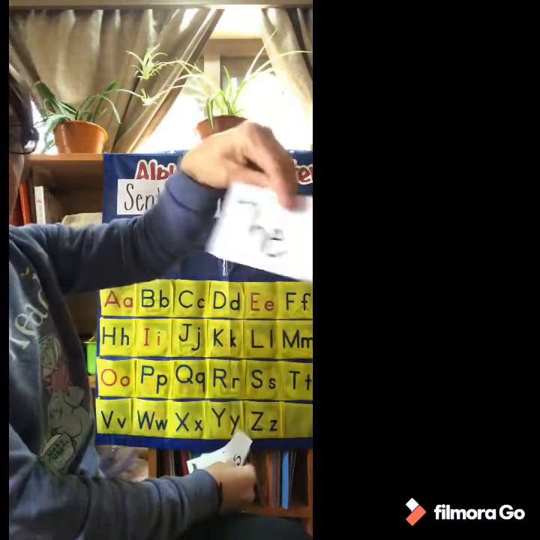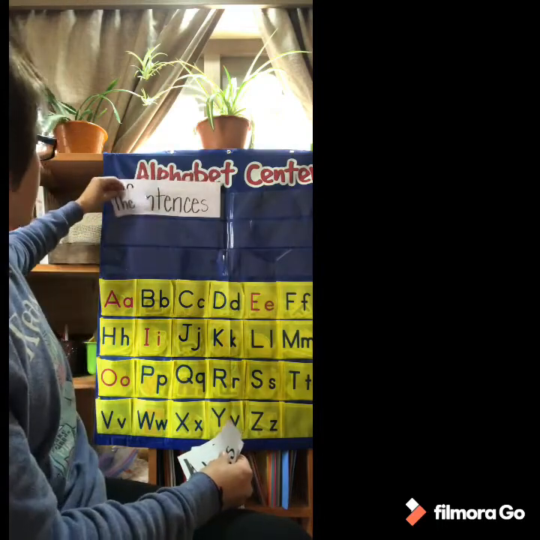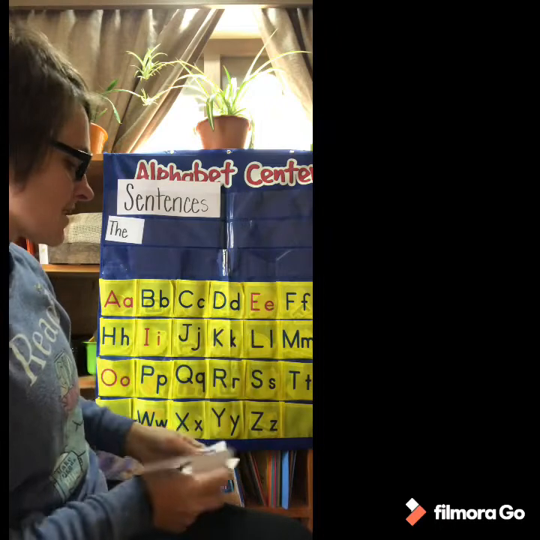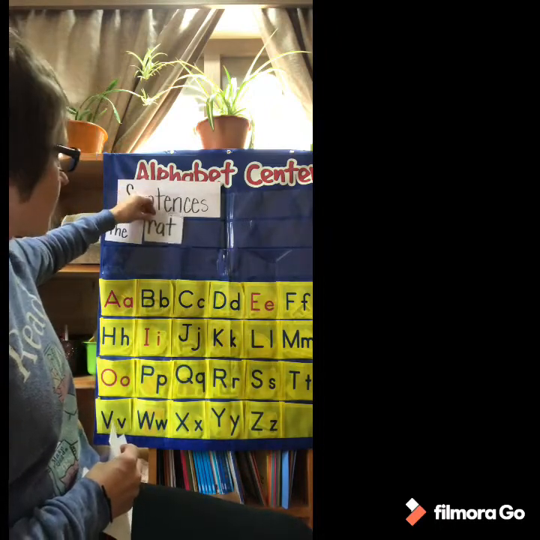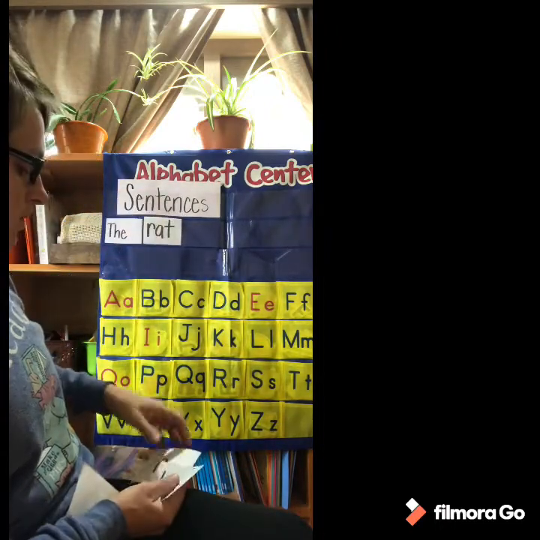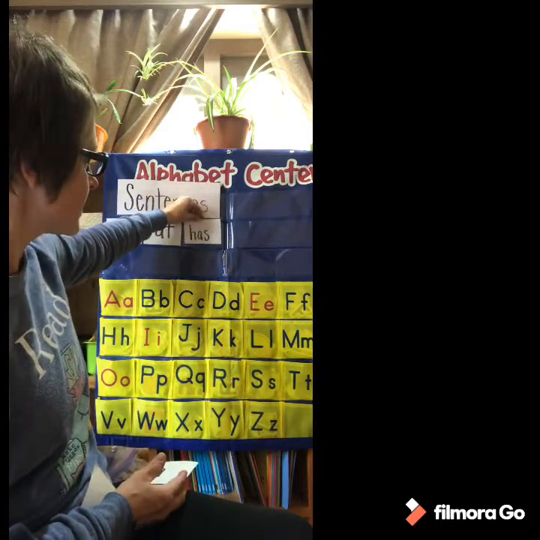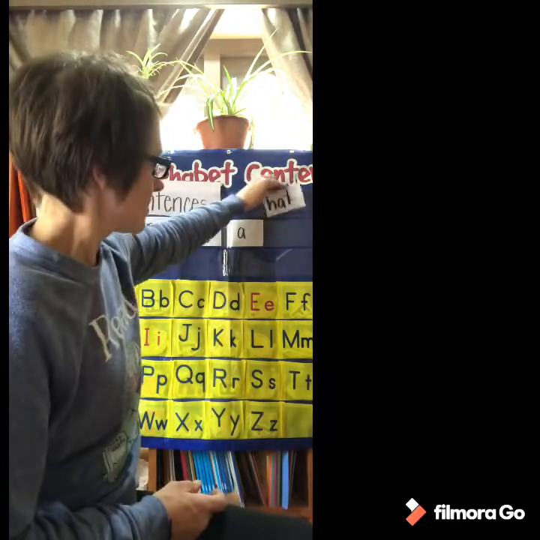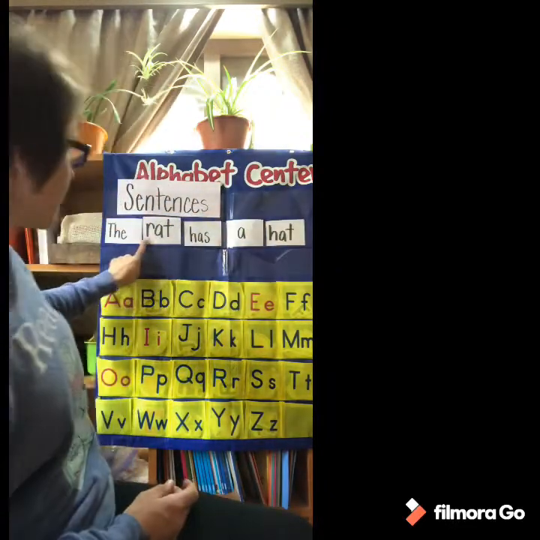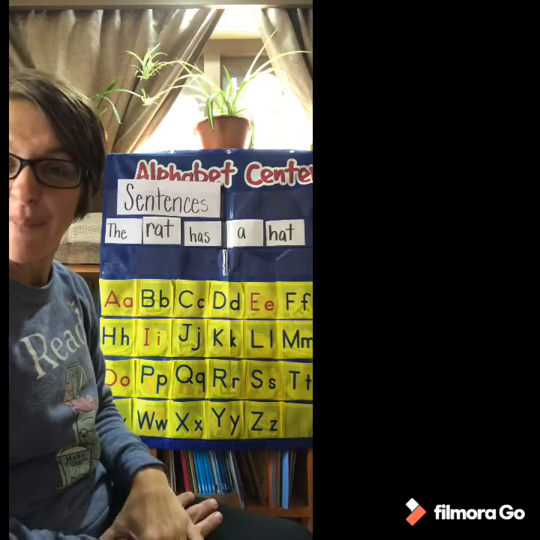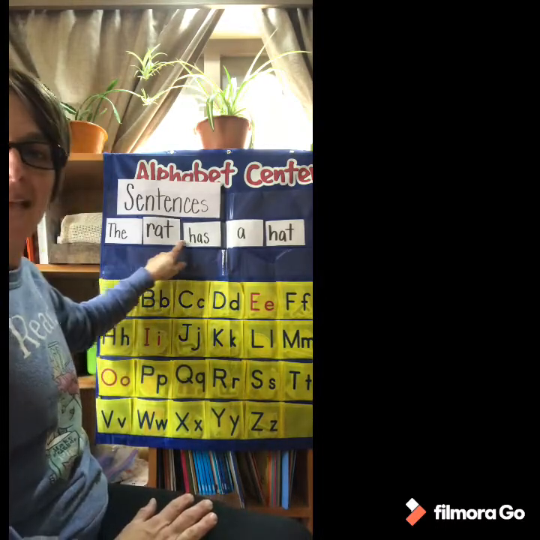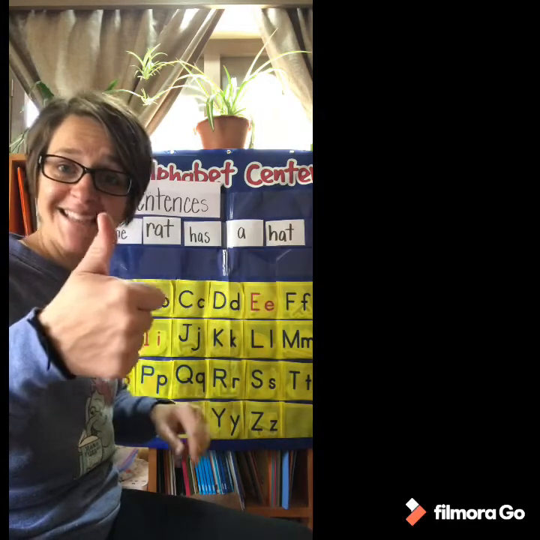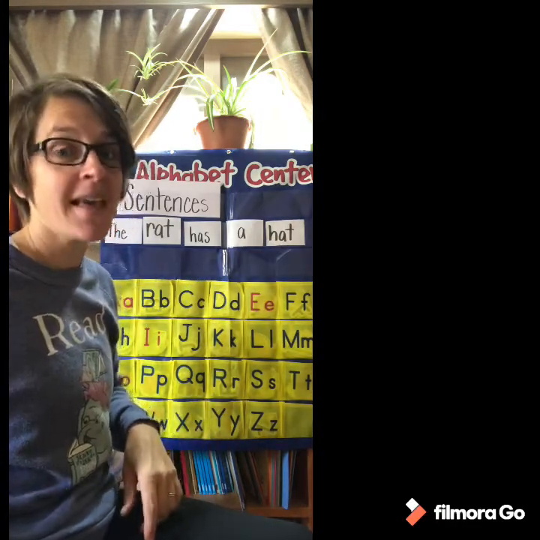So the, with the capital letter, the rat. I'm going to leave a finger space between each word. The rat has a hat. Now there's a finger space between each word too. Does that make sense? The rat has a hat. Does that make sense? Yes, it's a good sentence, but there's something missing.